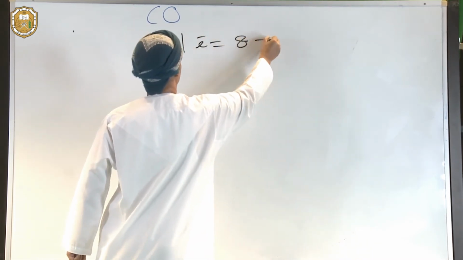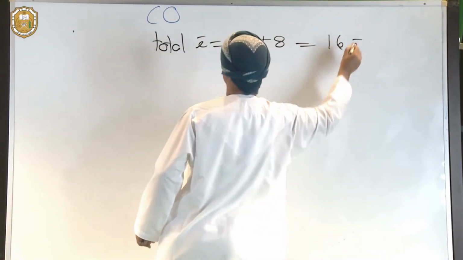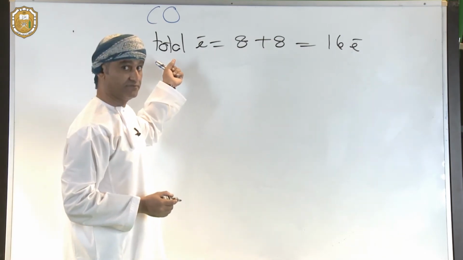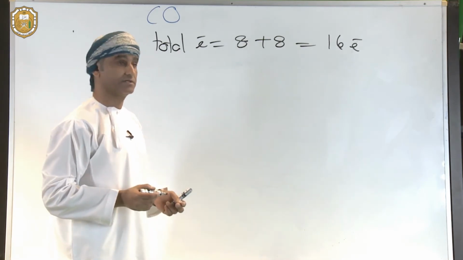will be 8 plus 8, and that is 16. So 16 electrons total. Remember, this is not the valence electrons, okay? This is the total number of electrons, assuming all atoms obey the octet rule.